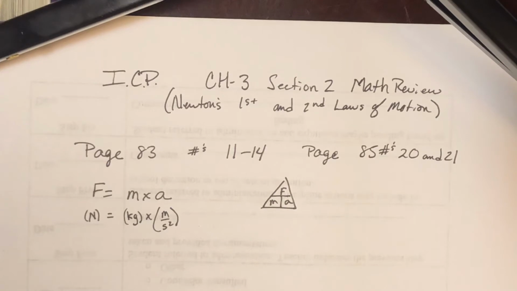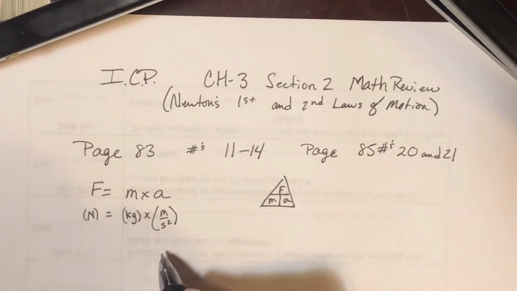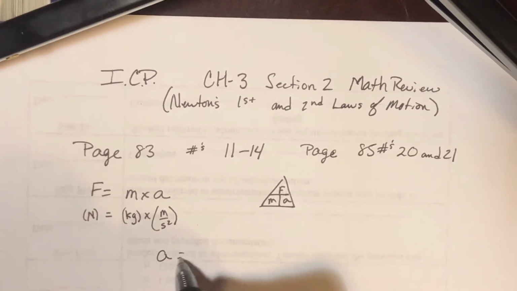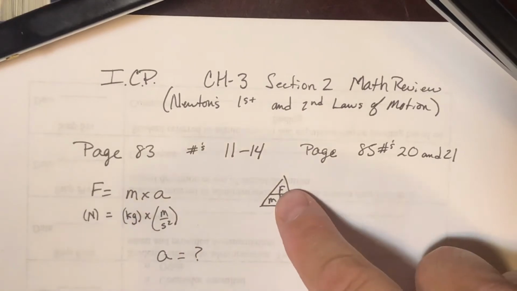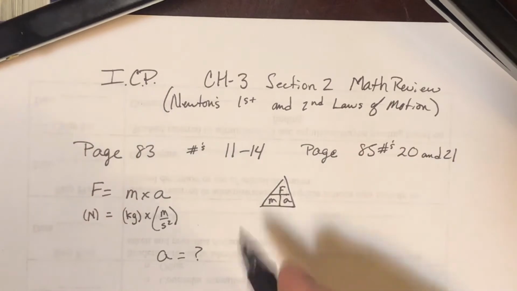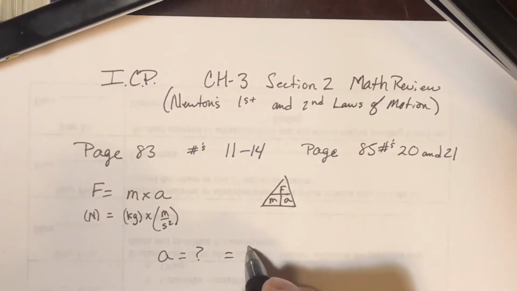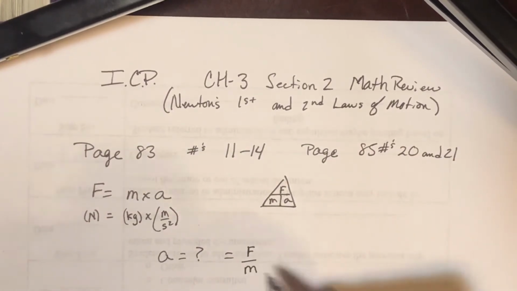So number 11, and you have to follow along in your book, obviously, page 83: if a helicopter's mass is 4,500 kilograms and the net force on it is 18,000 newtons upward, what is its acceleration? So we know we're trying to find acceleration. We use our triangle here. We know that acceleration is equal to the force divided by the mass.